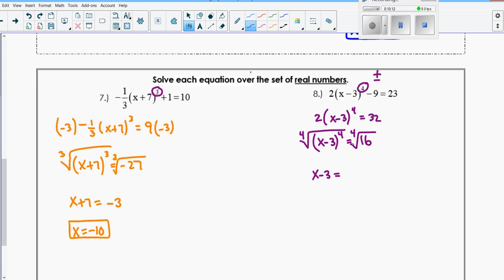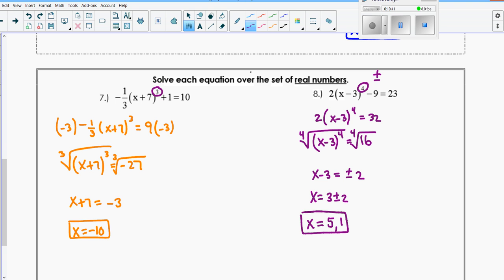The fourth root of 16 means what times itself four times gives 16? That would be plus or minus 2. Again, the plus or minus, because 2 to the fourth and negative 2 to the fourth both give us 16. If I add 3 to both sides, I get 3 plus or minus 2, which you cannot leave your answer like that, but sometimes writing it out helps us see our two answers. So 3 plus 2 is 5, and 3 minus 2 is 1.